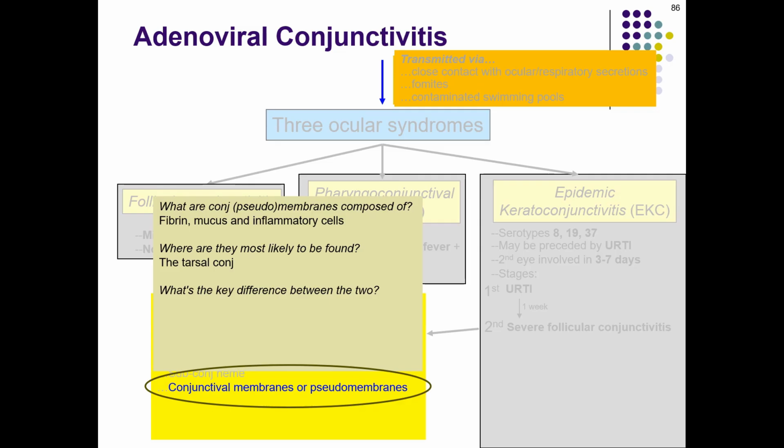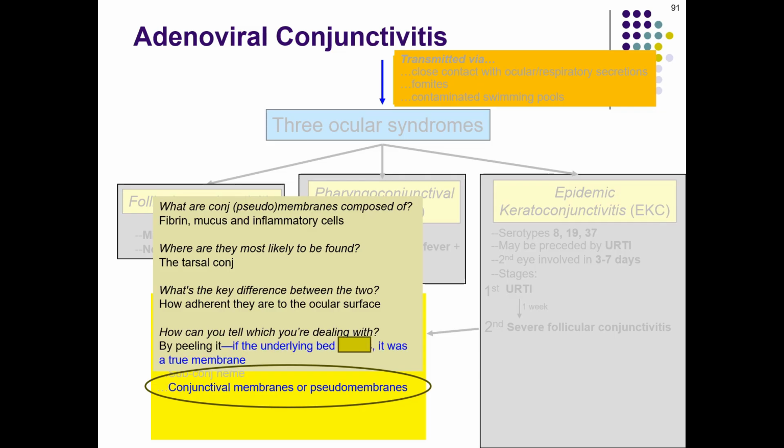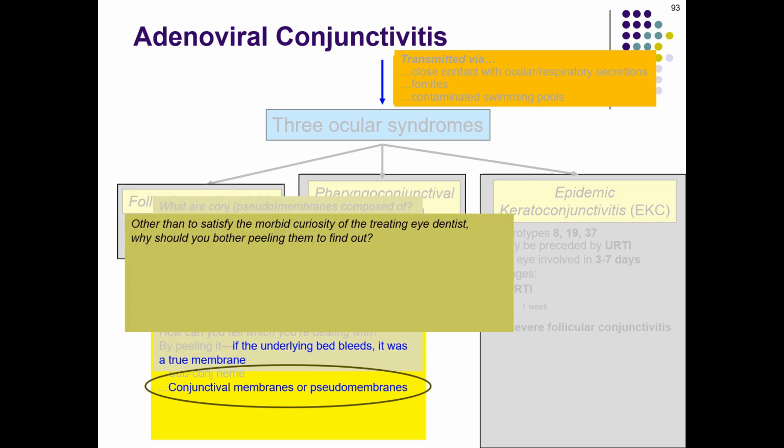So what is the key difference between the membrane and pseudomembrane? The main key difference is how adherent they are to the ocular surface. Can you tell which you are dealing with, pseudomembrane or membrane? By peeling it. Once you peel, you will know. If the underlying bed bleeds, it is a true membrane. If it doesn't bleed, it is a pseudomembrane. So why should you bother peeling them to find out?